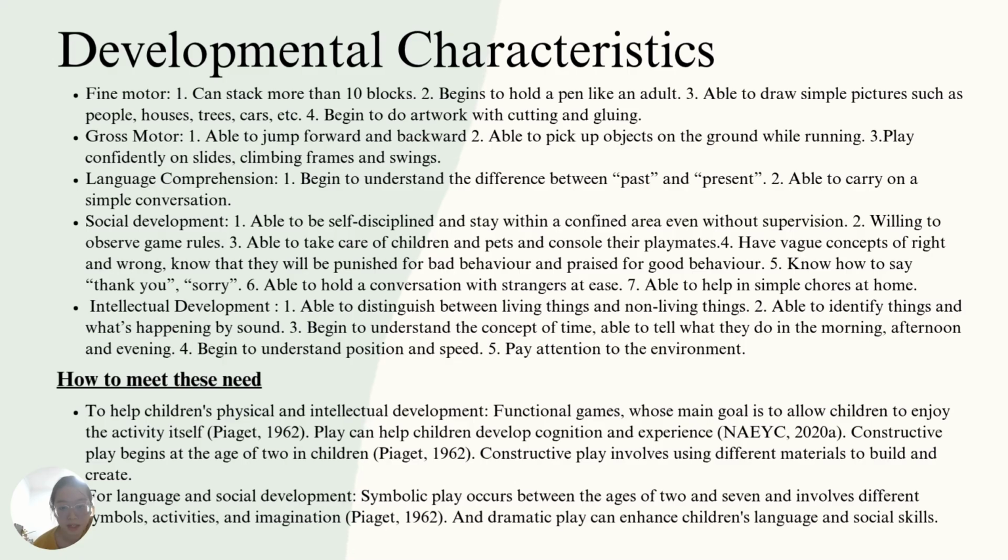Functional games have a main goal of allowing children to enjoy the activity itself. And for language and social development, symbolic play occurs between the ages of 2 and 7 and involves different symbols, activities, and images, which can enhance children's language and social skills.